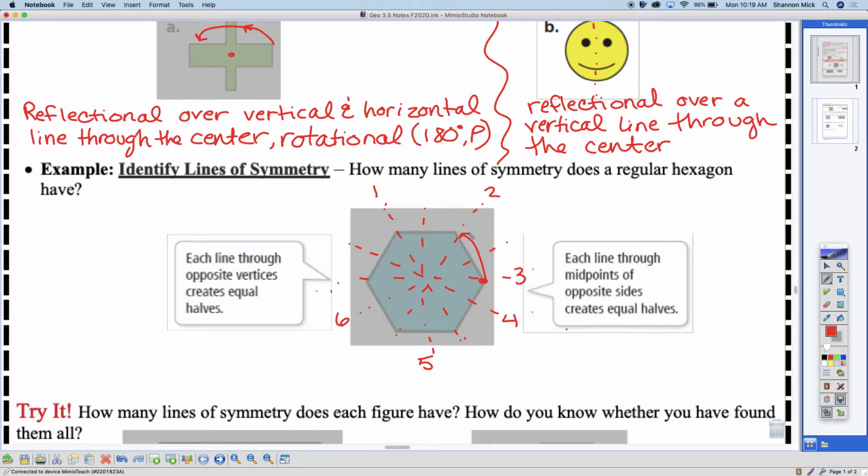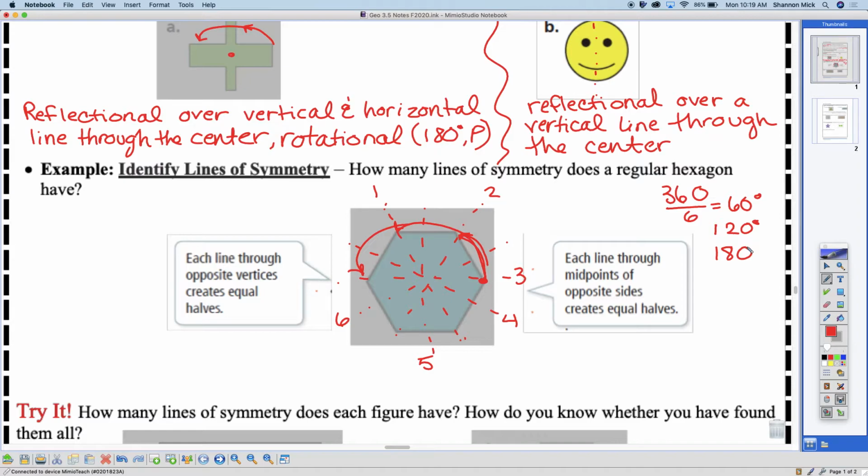360. So for me to figure out what this has to be to map it right there, I would take 360 and divide it by what? 6. How many sides? How many vertices there are? Okay, 60. So I could turn it 60 degrees and be the same. Then I can turn it 60 more, which would be 120. Then 60 more and it'd be 180. Every time I'm adding 60, right?